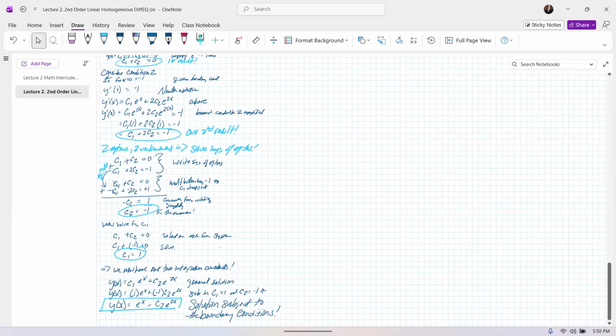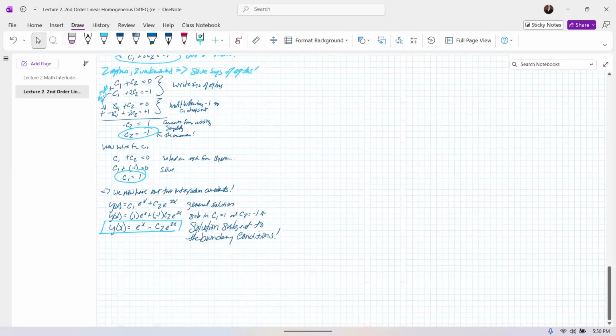And remember that we had the general form that did not have the C1 and C2 filled in, but now that I know what they are, I can take those and substitute them back in. And this, my friends, is what gave me the final solution, including the boundary conditions.